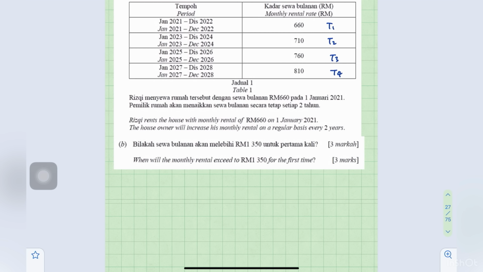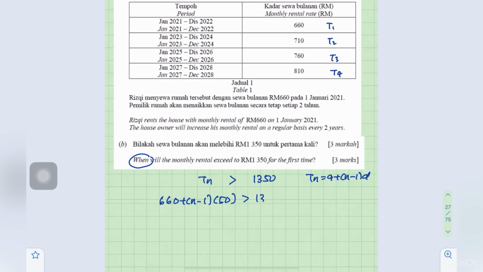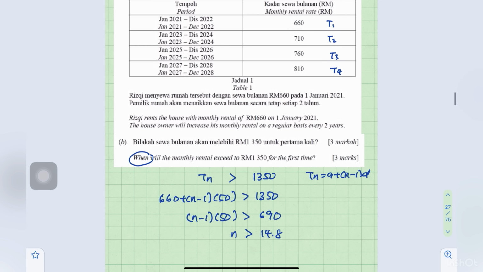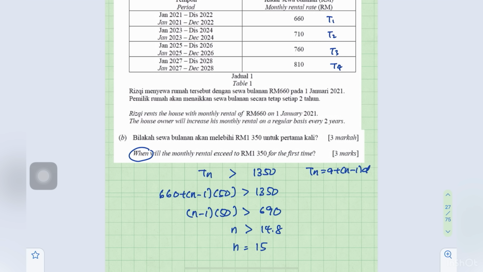B, when will the monthly rental exceed 1,350 for the first time? Okay, bila eh? So, maksudnya dia nak guna Tn lah. So, Tn exceed more than 1,350. Okay, for AP, Tn is a plus n minus 1 d. So, a is 660 plus n minus 1, d dia 50, more than 1,350. Okay, so nanti kita dapatlah n minus 1 times 50 more than 690. So, dapat n more than 14.8. Any number of term, so dapatlah n equals to 15. Okay, terms yang ke-15.